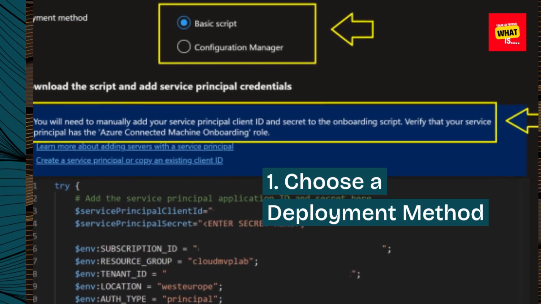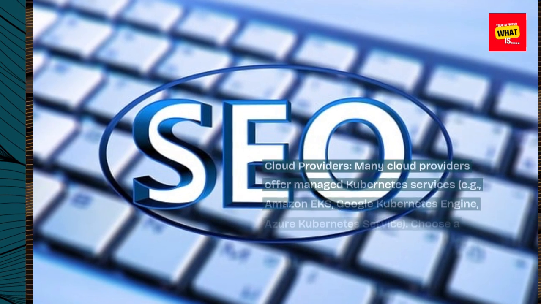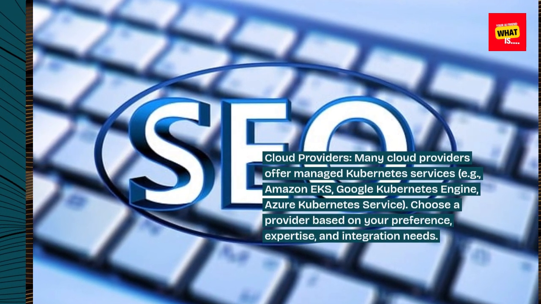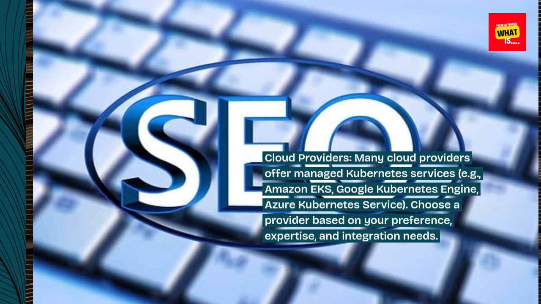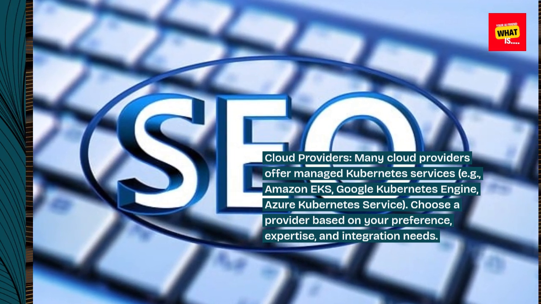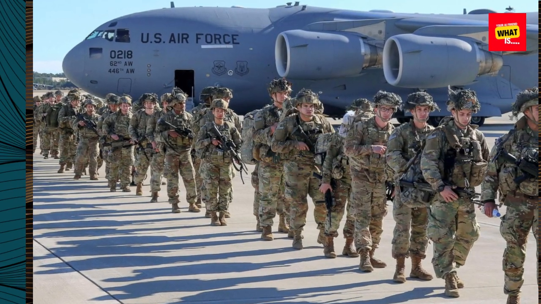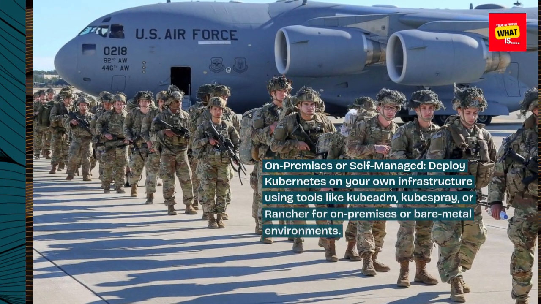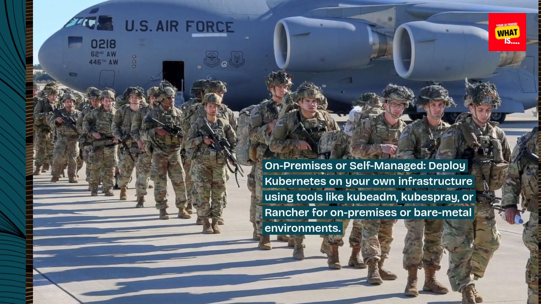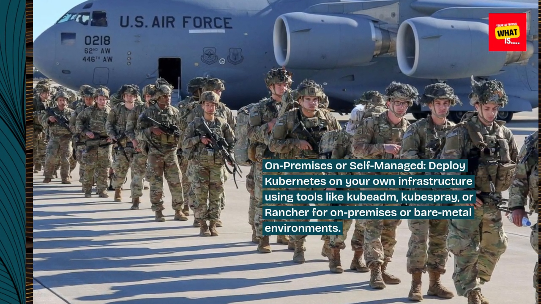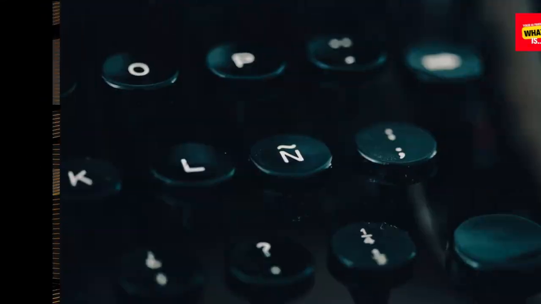1. Choose a deployment method. Cloud providers: many cloud providers offer managed Kubernetes services, e.g., Amazon EKS, Google Kubernetes Engine, Azure Kubernetes Service. Choose a provider based on your preference, expertise, and integration needs. On-premises or self-managed: deploy Kubernetes on your own infrastructure using tools like kubeadm, Kubespray, or Rancher for on-premises or bare metal environments.